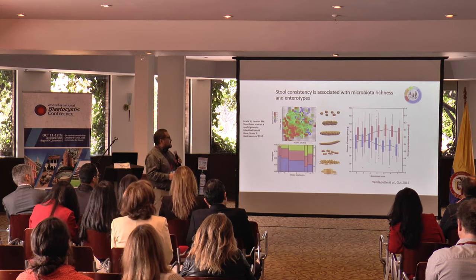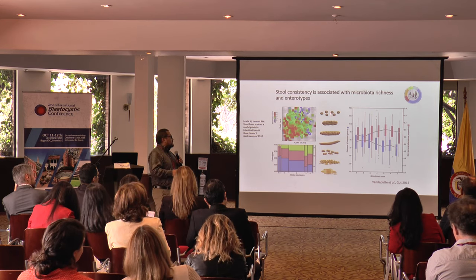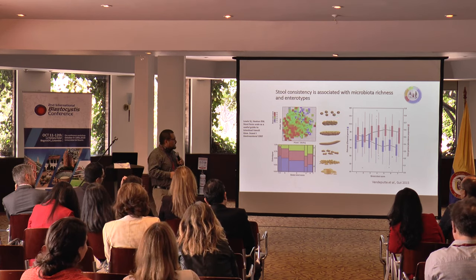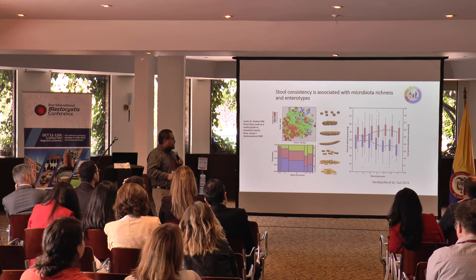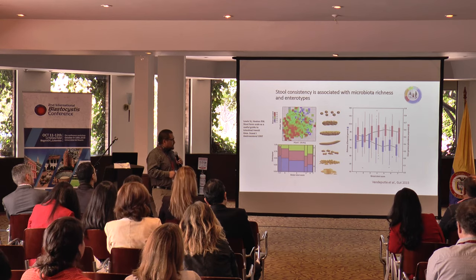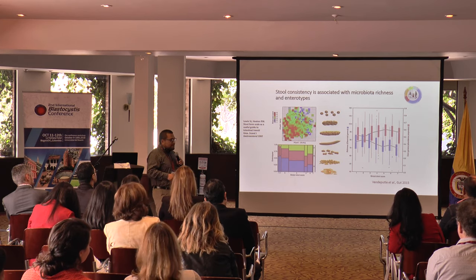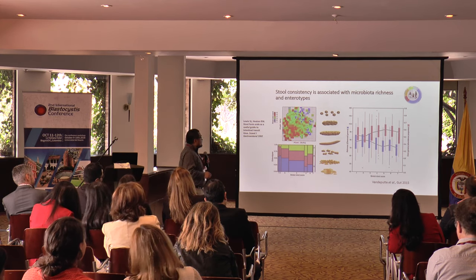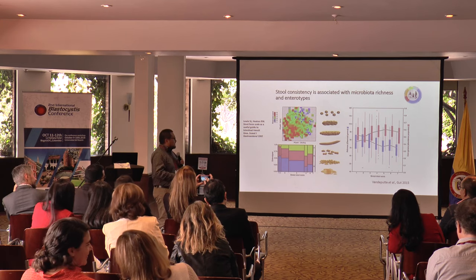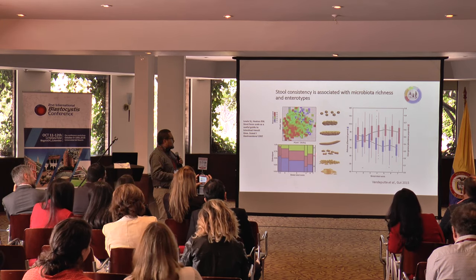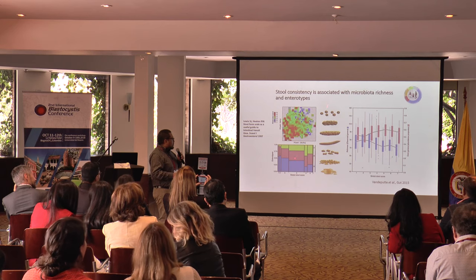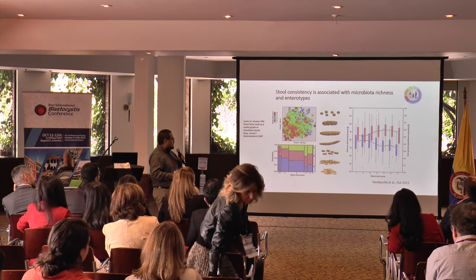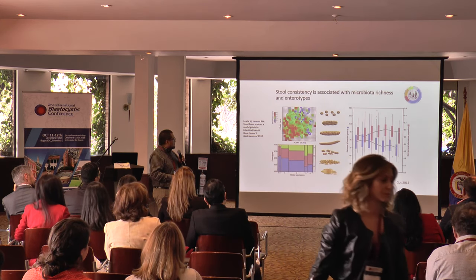It's a system to categorize the stool material. It goes from 1 to 7, 1 being hard rock material, 7 liquid. And you can see, we found that number 7 is associated with Prevotella, and number 1 is negatively associated with Prevotella, and positively associated with Bacteroides and Ruminococcus.